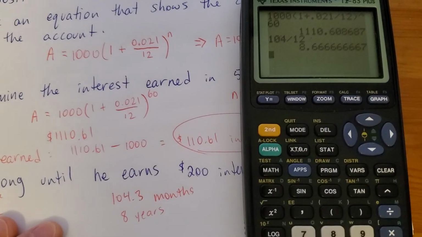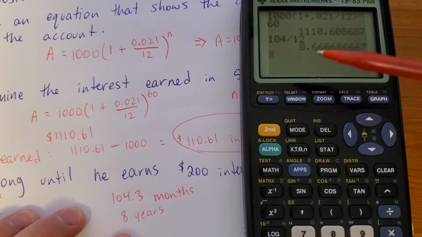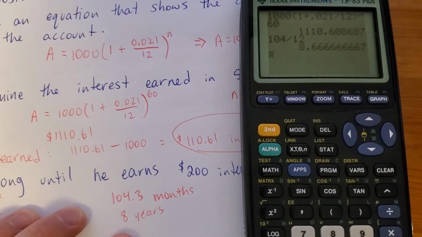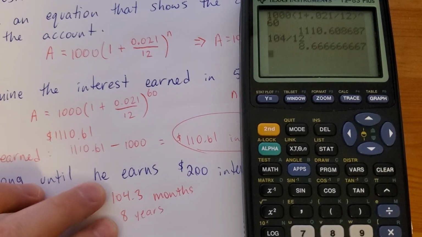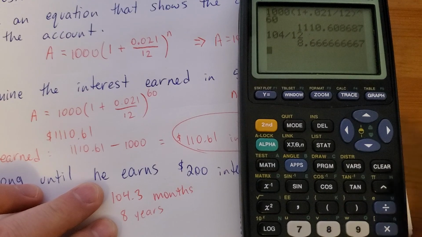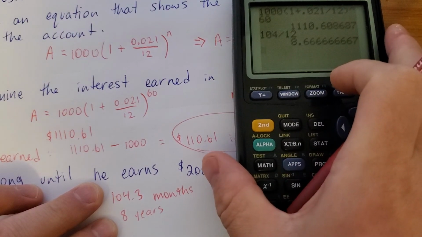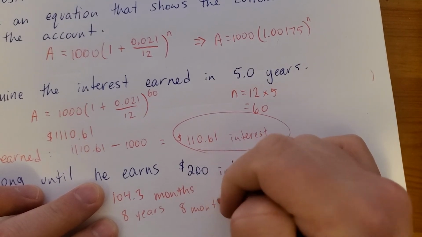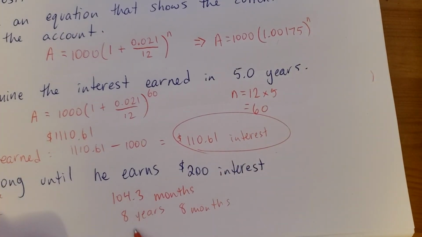I should show this to you as well. This does not mean 8 years and 6 months. It's 8.6 years. You'd have to do a bit of math. 8 years times 12 is 96 months. So this is 8 years plus 8 months. Okay, so in a multiple choice question, I would probably write it like this.